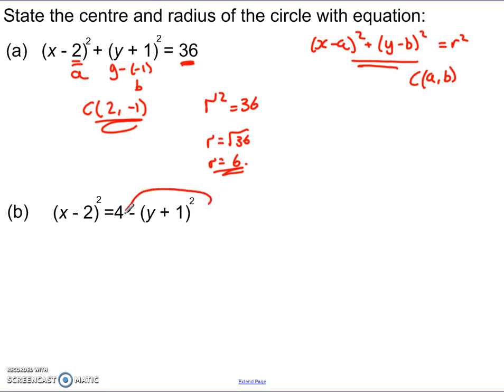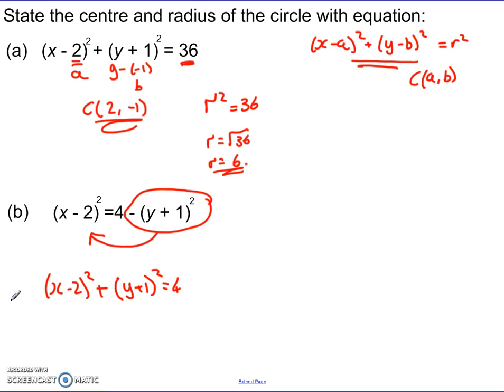I've got to take all of this part here and shift it across to this side. That then gives me (x minus 2) all squared plus (y plus 1) squared equal to 4. Now it's in the form I want. Now I can start to shift it about.